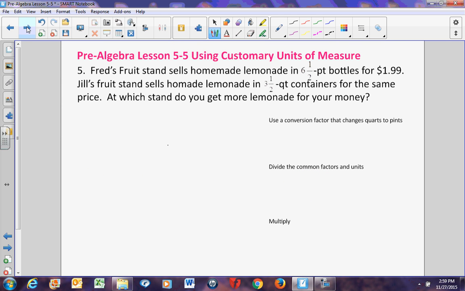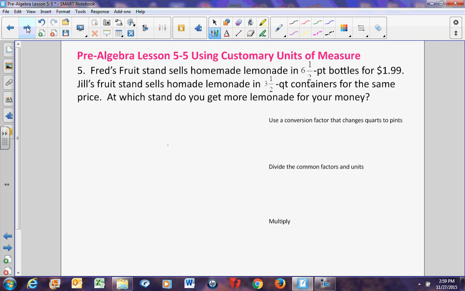All right, let's take a look at this. Fred's Fruit Stand sells homemade lemonade in 6 half-pint bottles for $1.99. Jill's fruit stand sells homemade lemonade in 3.5 quart containers for the same price. So, at which stand do you get more lemonade for your money? So if I want to do this, I either need to change pints to quarts or quarts to pints. It doesn't really matter. I'm thinking it's probably a little bit easier to change my quarts into pints.